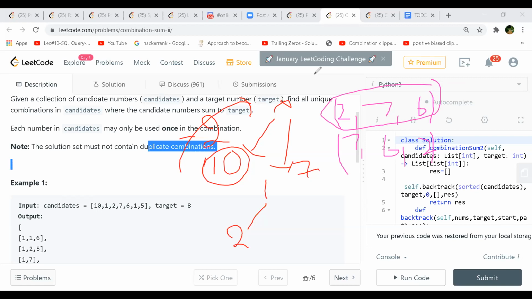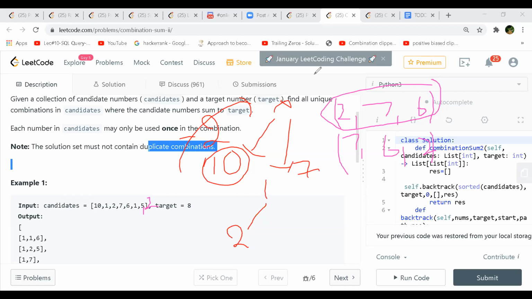You will never come again to it in the next iteration. I don't think that will happen. Let's say we have another two here, somewhere ahead in the array. Then that works. But if you have only one two, then you can never get that previous two again in the future iterations.